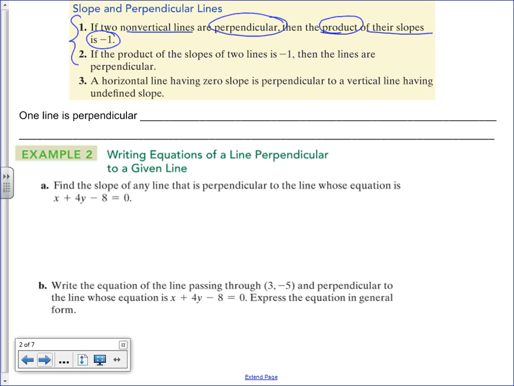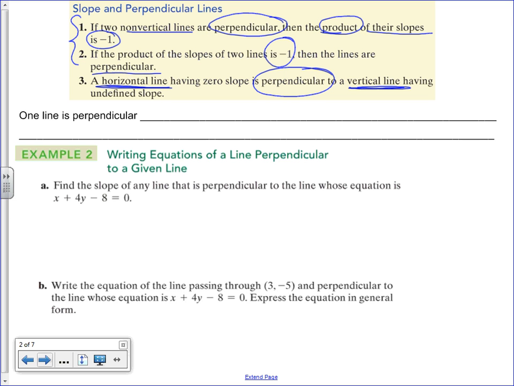Statement number 2 is the same, but in reverse. So if the product of the slopes of 2 lines is negative 1, then the lines are perpendicular. We also have the third one, a horizontal line and a vertical line are perpendicular. Okay? You don't even need to do anything with the slopes. They are perpendicular.